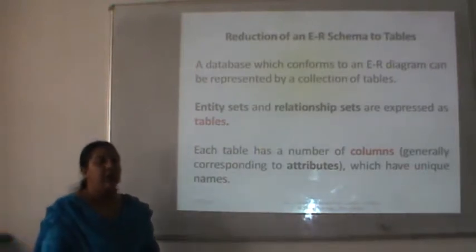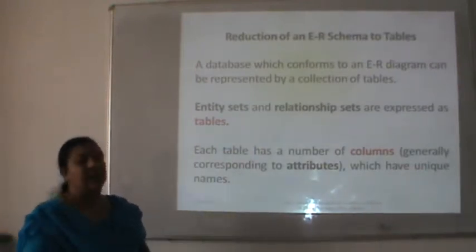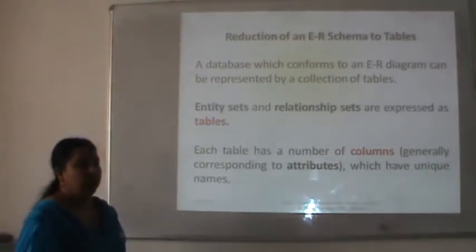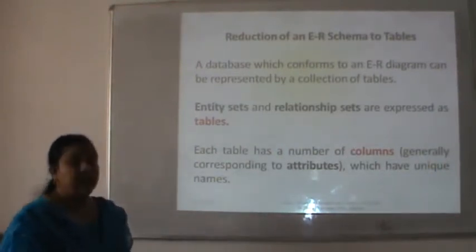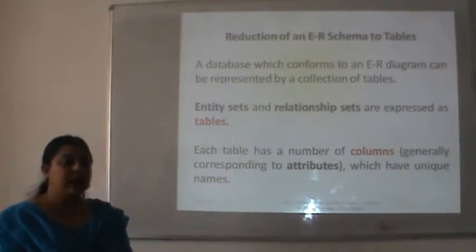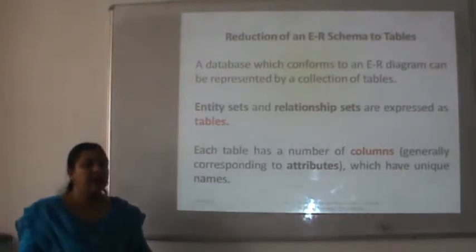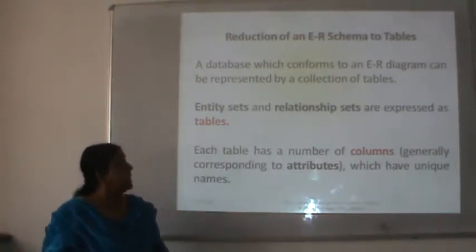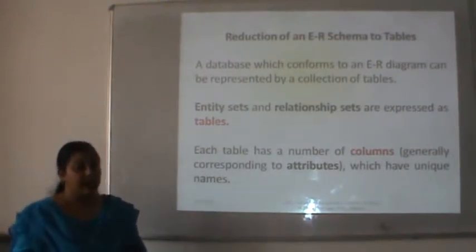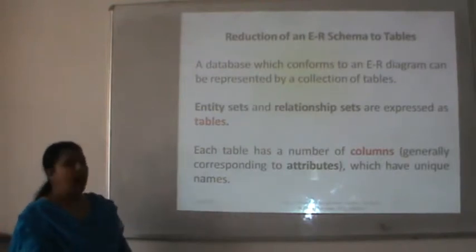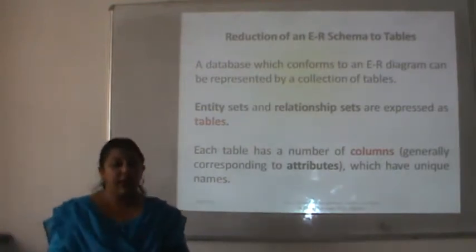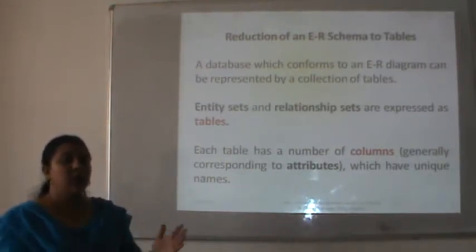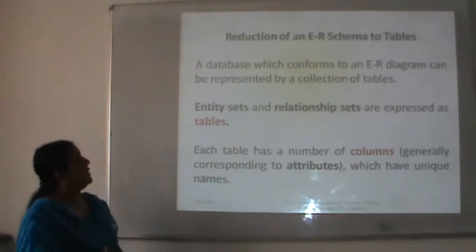Now let's learn how to reduce these ER diagrams, ER schemas, to tables. Before we start creating tables, we need to understand what attributes are, what entities are, what data, what relationship exists between these entities, and therefore we draw ER diagrams. Now, after ER diagrams are done, we will reduce or convert these ER diagrams into relational tables, into the database.